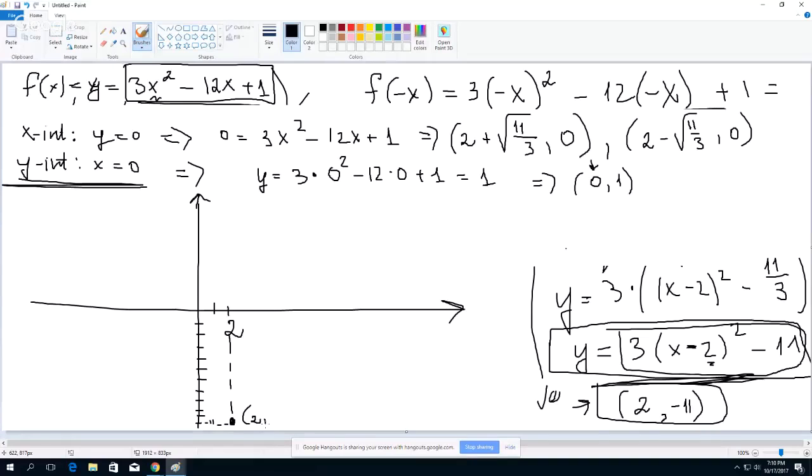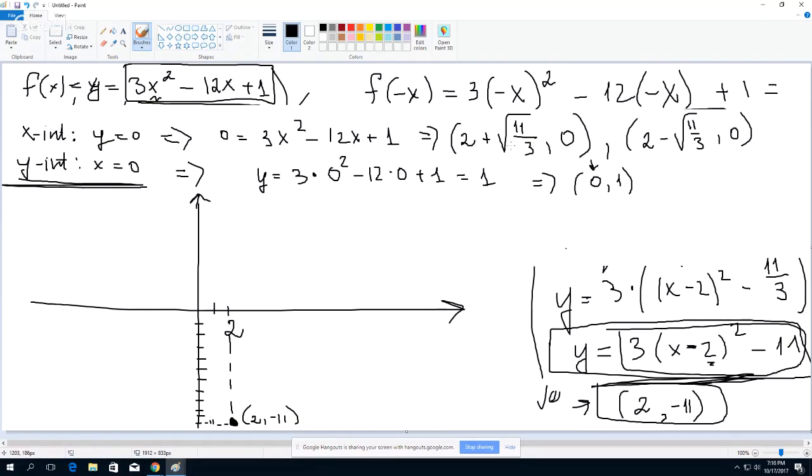This is when it's nice to have graph paper. Okay, so (2, -11) is the vertex. And now we have to find the approximate number of these things to plot them.